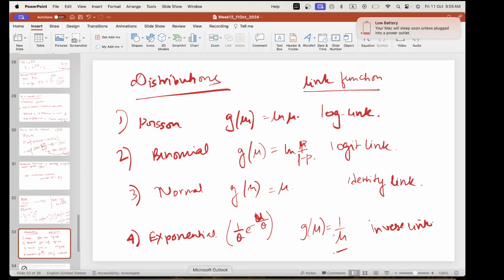So we learned how to fit generalized linear models, how to estimate the parameters using the likelihood, and also we learned a little bit about nonlinear estimation.